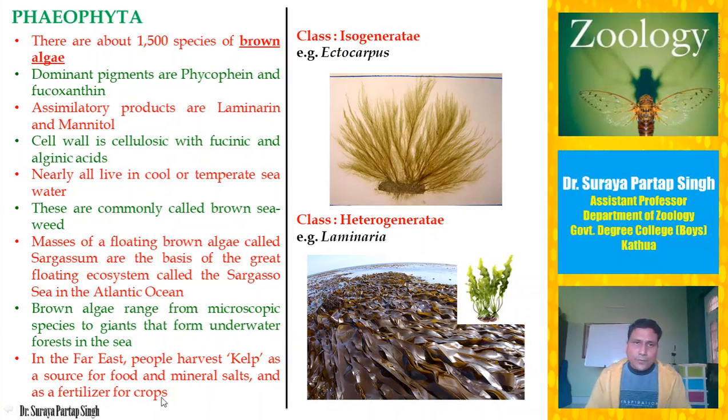So the members of Phaeophyta are commonly called brown algae, and about 1500 species are there. The dominant pigments are phycophyne and fucoxanthin. Because of these pigments, their color appears to be brownish. And then the stored food products are laminarin and mannitol. The cell wall, as we studied, is of cellulose or fucinic acid or alginic acid, and some of them grow very tall and form underwater forest-like ecosystems. For example, the Sargasso Sea.